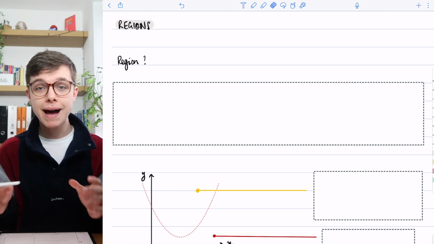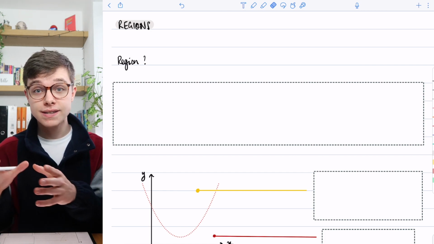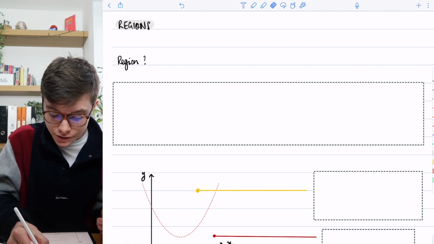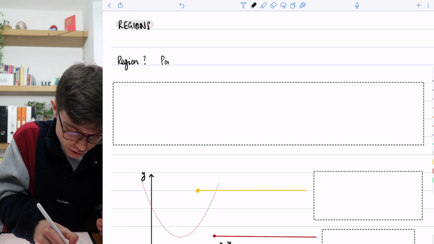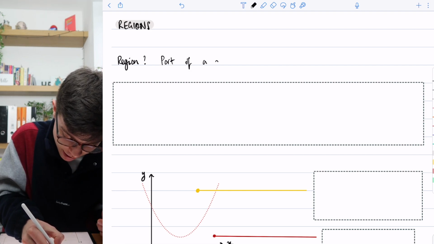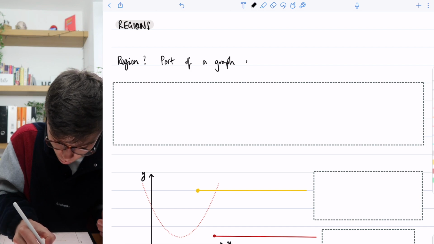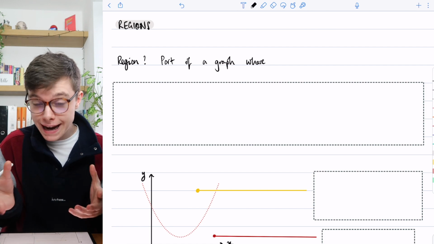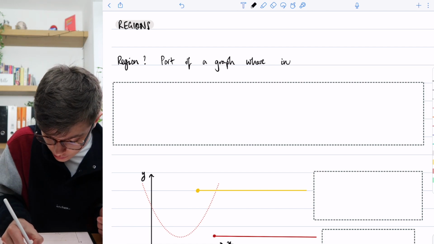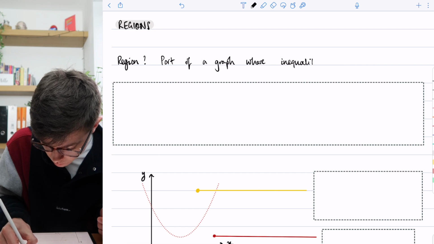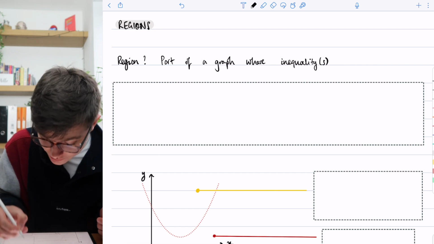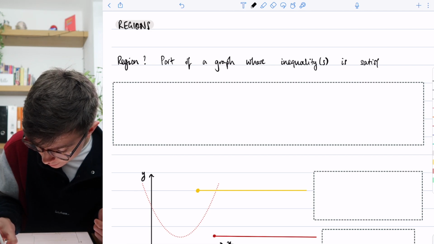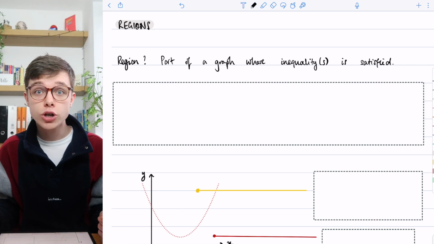Now, a region is a part on the graph where an inequality is satisfied, okay? So that's what a region is. It's just a part of a graph. So I write it here, part of a graph where it can either be one inequality or it could be many inequalities. So what I'll put is inequality, and I'll put an S there for plural as well, is satisfied. Okay, so you could have one inequality or you could have many.